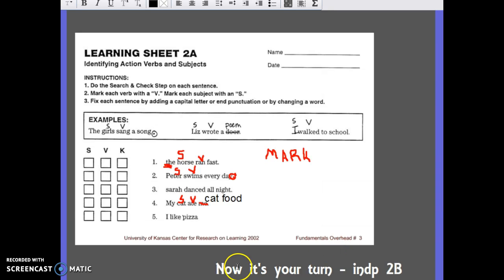Okay, your job for today, boys and girls, is to independently complete Learning Sheet 2C and 2D.